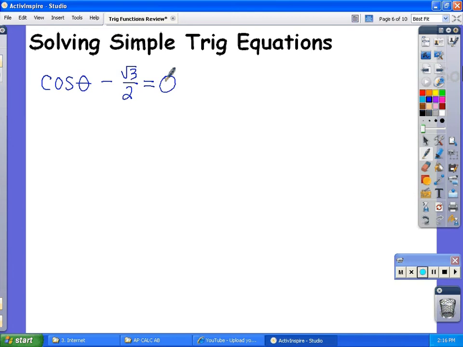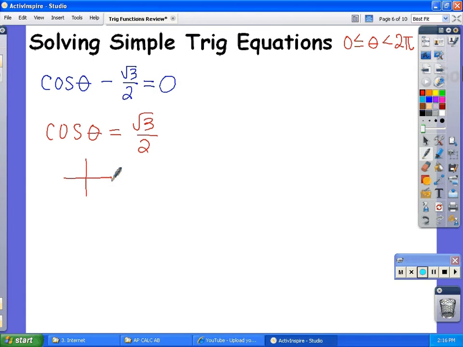You want to get the variable on one side by itself, so we're going to add root 3 over 2 to both sides. And we get root 3 over 2 here. So solving is interesting because sine and cosine, all of our trig functions, are periodic. So there's actually an infinite amount of answers to this question. We're going to solve our trig functions from 0 to 2 pi just to make it a little bit easier for us.